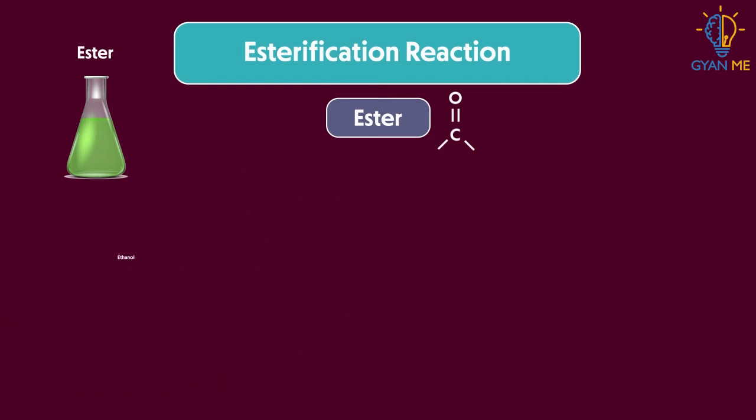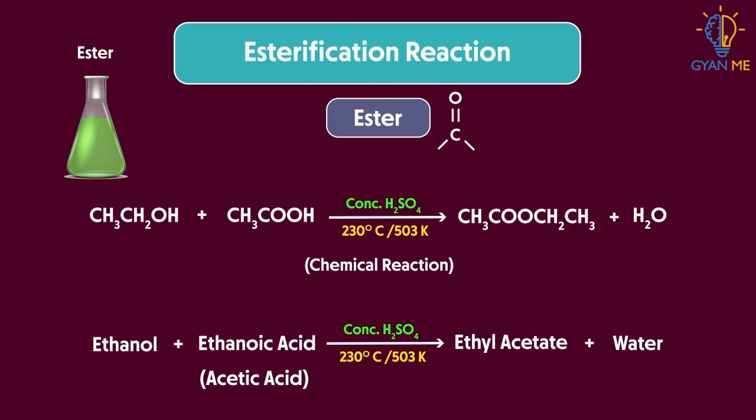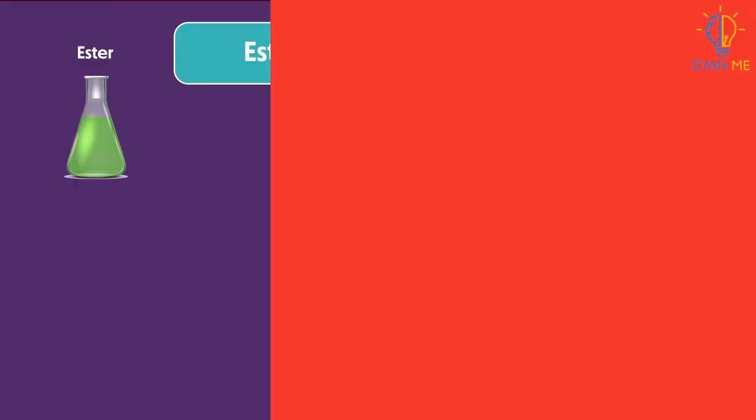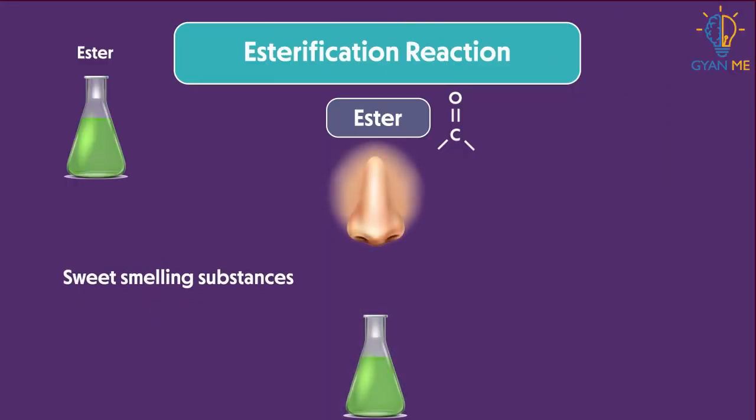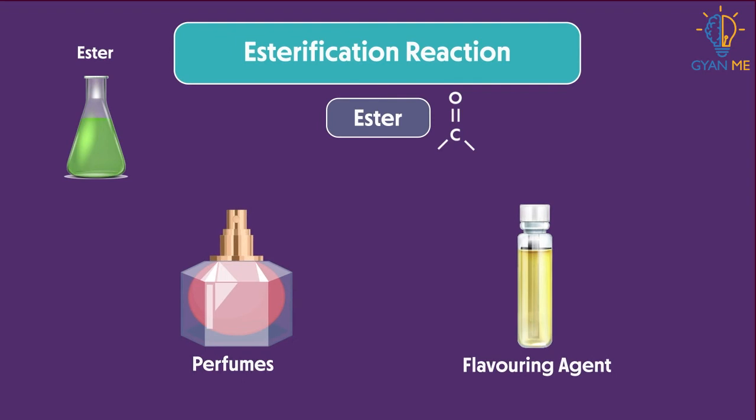So here if ethanol is made to react with an organic acid like ethanoic acid, commonly called acetic acid, in the presence of sulfuric acid, it forms an ester, ethyl acetate. And what will the chemical reaction look like? Yes. Do you know, students, that esters are usually sweet-smelling substances, and that's why they are widely used in perfumes and as a flavoring agent.